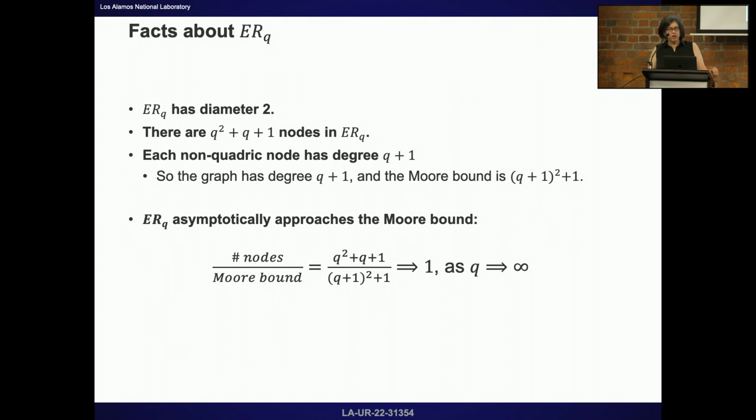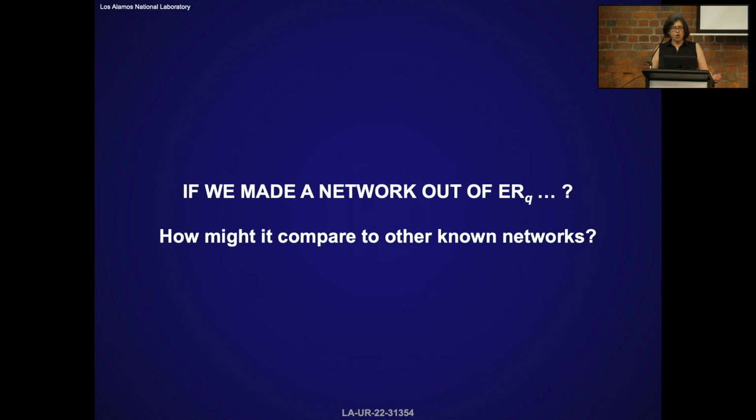So here are a few facts about ER_q. It has diameter 2 because it's based on perpendicularity. You've got q squared plus q plus 1 nodes. Each non-quadric node, so non-self-orthogonal node, has degree q plus 1. And you've got this Moore bound, as I discussed earlier, and it asymptotically approaches the Moore bound. So this looks very promising. What if we made a network out of it? How would it compare?